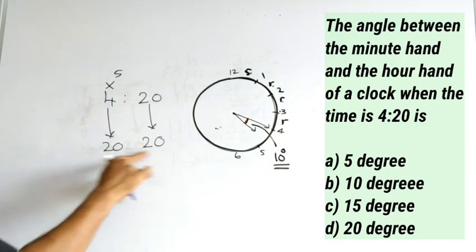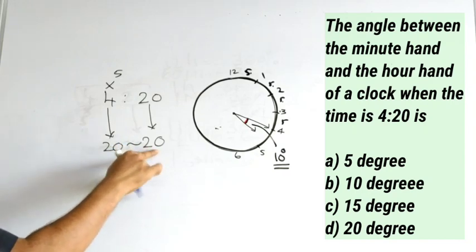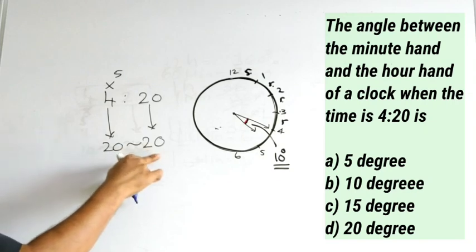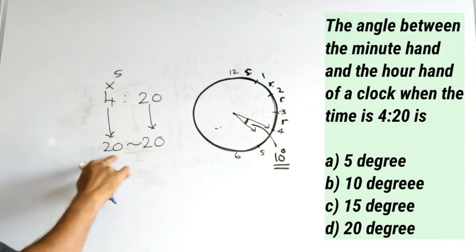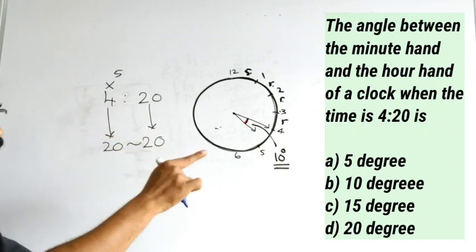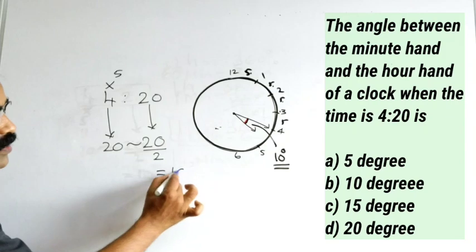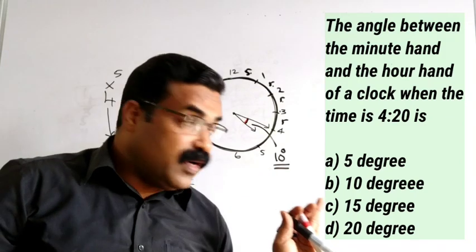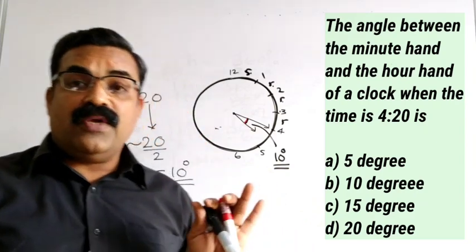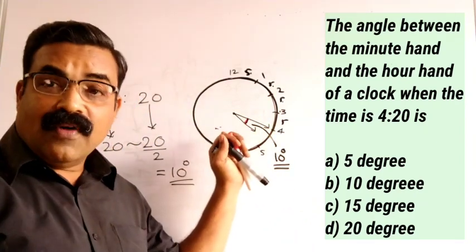Now see what this difference is. This difference is nothing. 20 and 20, there is no difference. The difference is 0. If both these numbers are equal, your answer is just to divide this number by 2 to get the answer, 10 degrees. So 10 degrees is the correct answer from the given options. So this way you can find out the angle between the minute hand and hour hand.